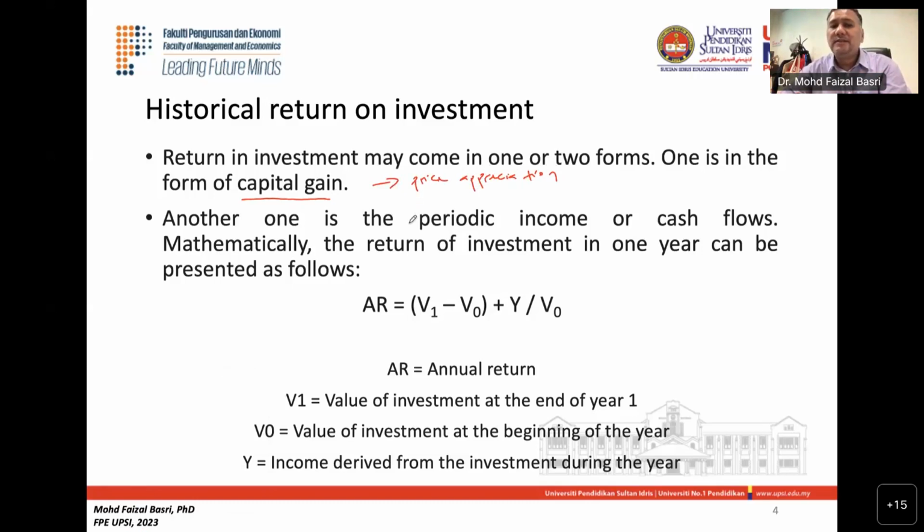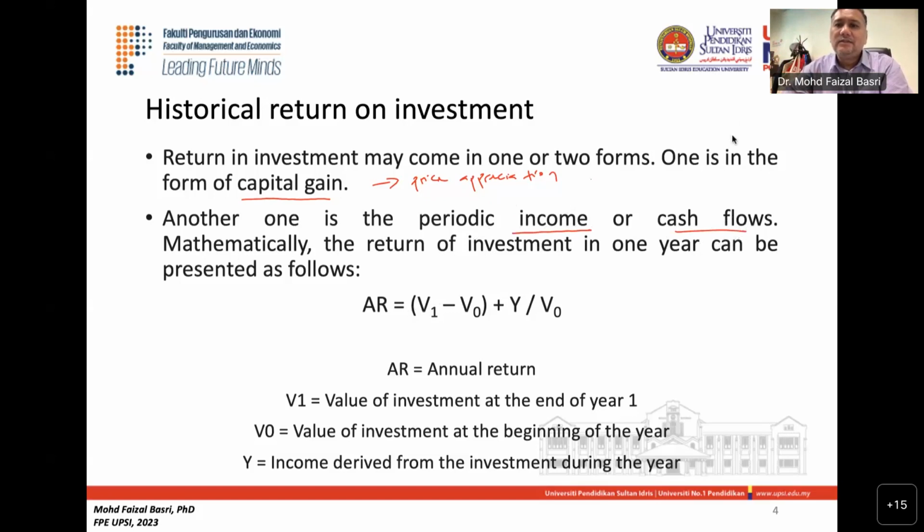So if you purchase your investment, say at 100,000, now it becomes 120,000, for example. So the 20,000 is the capital gain. There's an increment of value of your investment. So that's one form of return. And the other one is in the form of income return, or cash flows. So how to measure these kinds of returns?